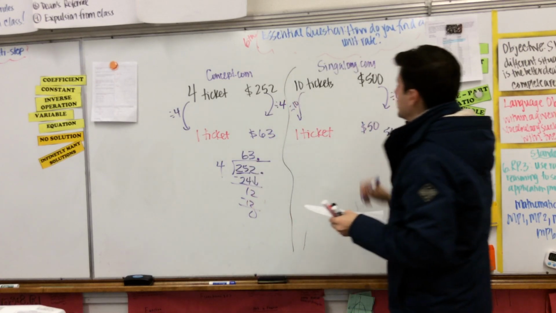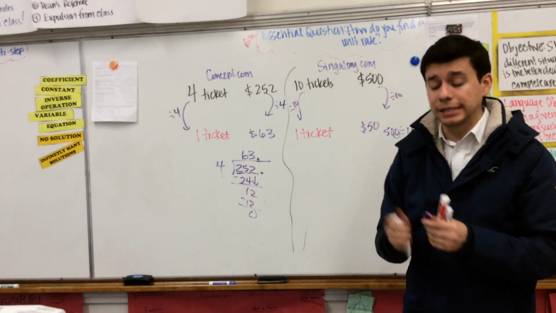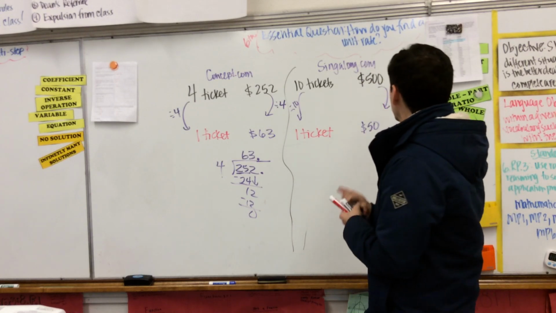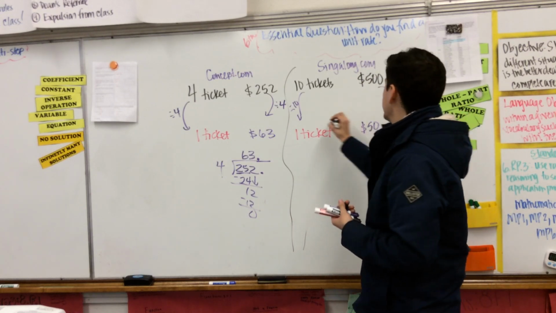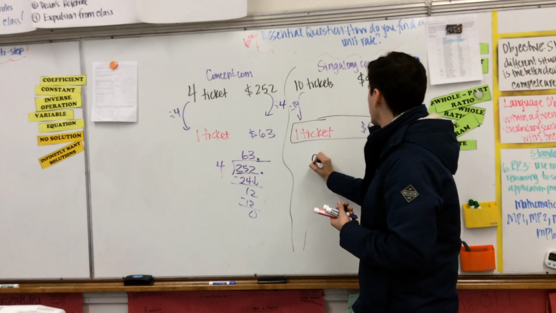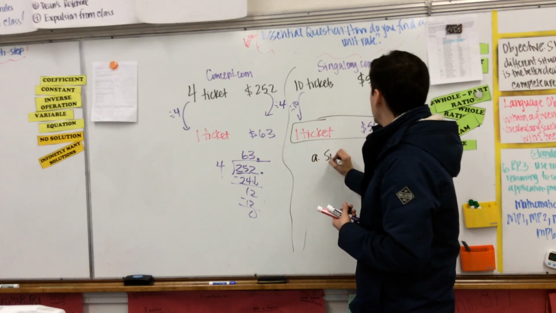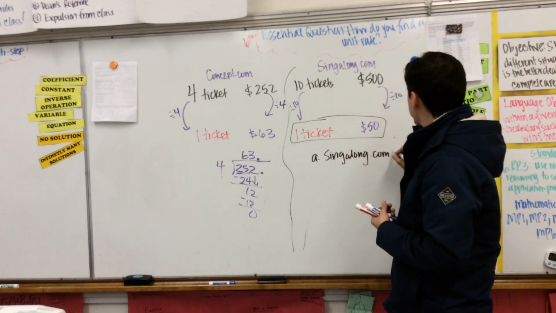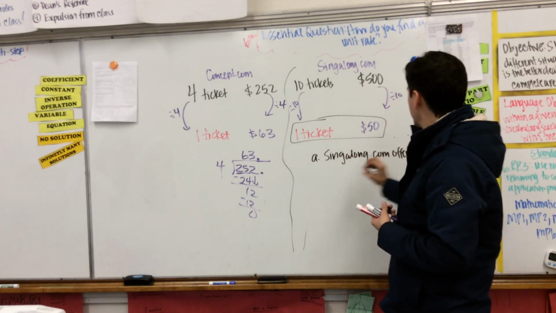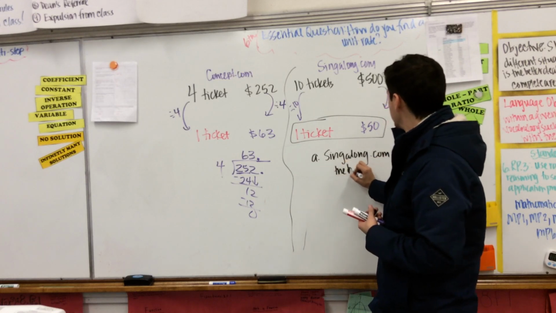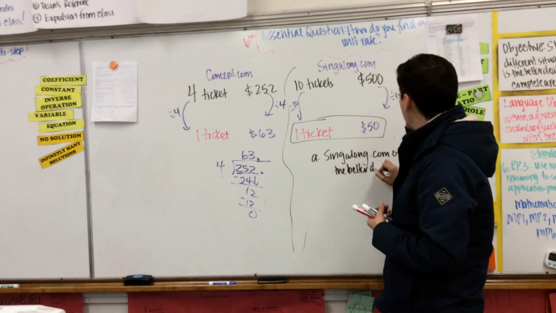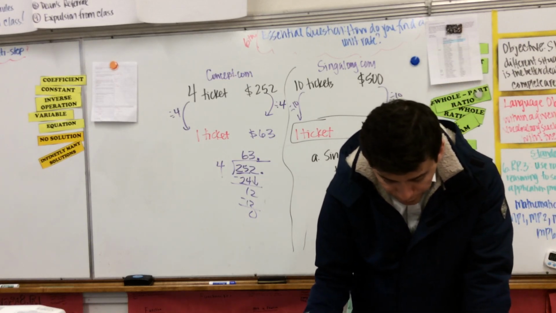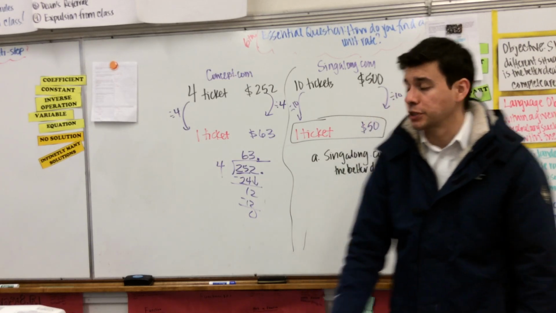Okay? So obviously the one with the better deal is the one that has a lower unit rate. So in this case, it's going to be this one. So the answer for part A is singalong.com. Singalong.com offers the better deal. And that's part B. How much money will you save if you choose the better option?